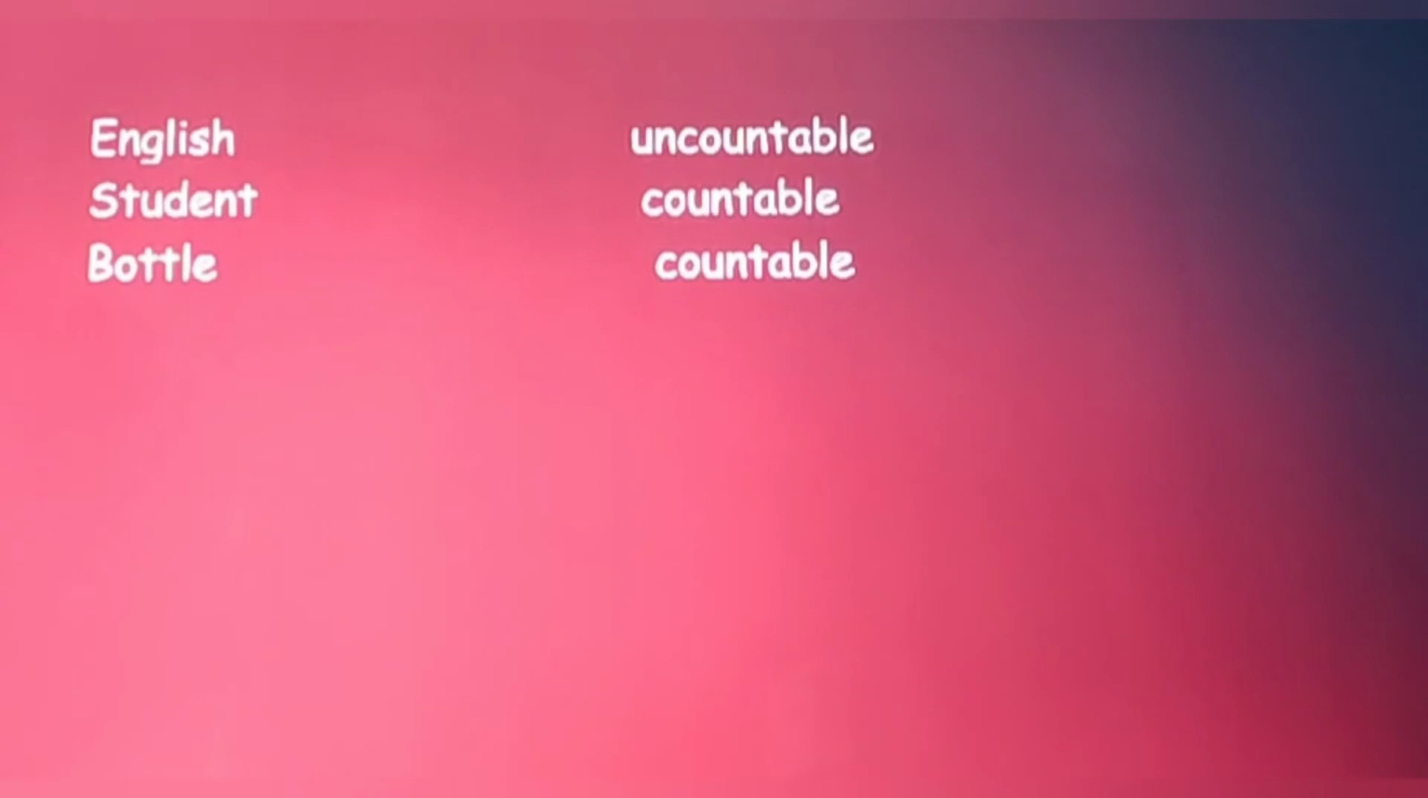What about bottle? Bottle is also a countable noun. We can count the number of bottles. Water. Water is an uncountable noun. We cannot count water. We cannot say, I have 2 water, I have 3 water. Instead, we can say, I had a bottle of water, or I had a glass of water. We cannot count water, so water is an uncountable noun.